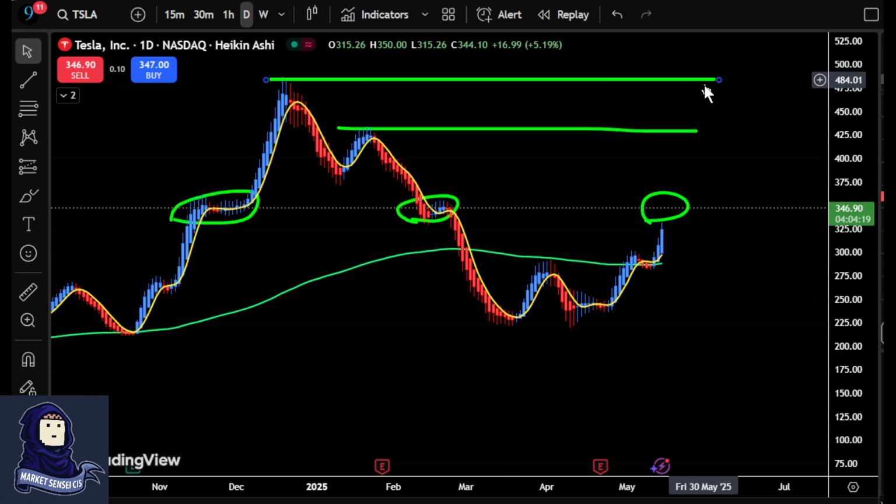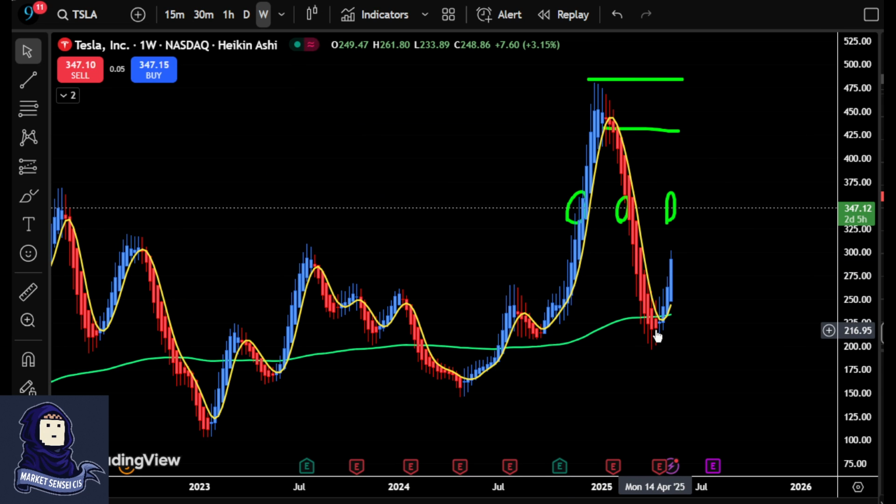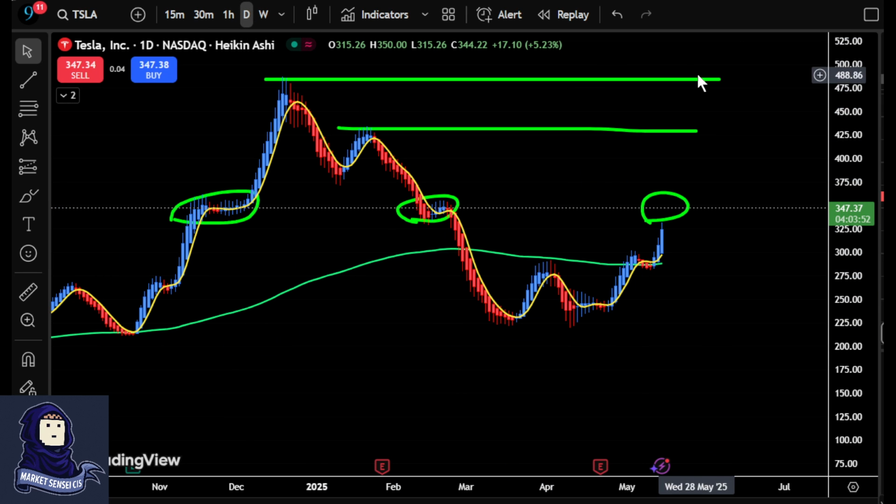Imagine it going all the way up to the 500 level, and you bought somewhere around, let's see, maybe somewhere around here, 200 plus, 225, somewhere around there. If you really go into this kind of trade at 225, and then you exit somewhere around 500, it is almost about a 100% gain. So it's quite a lot of money if you buy a large amount.